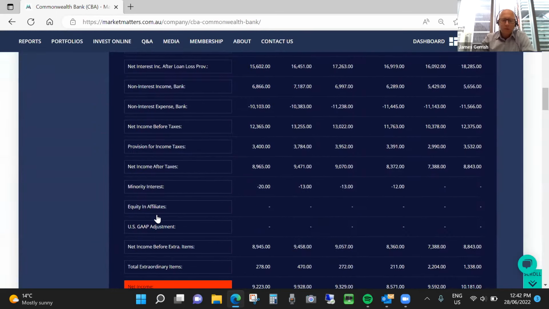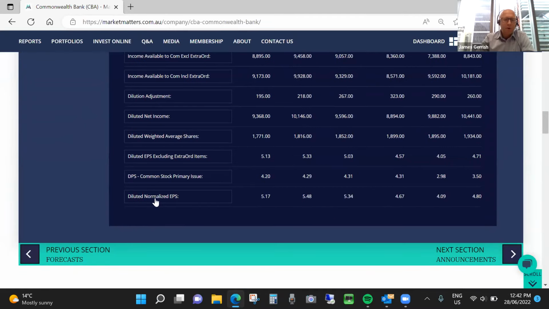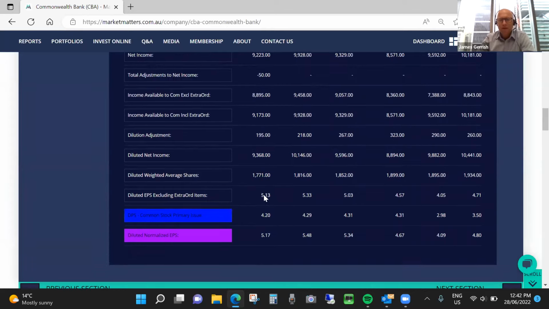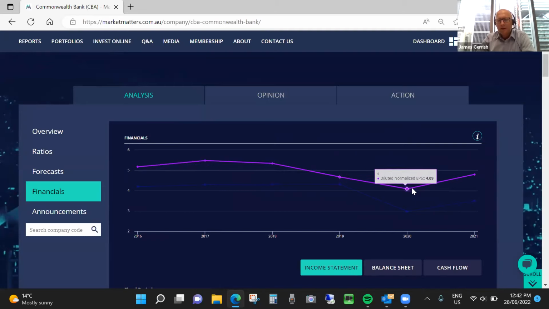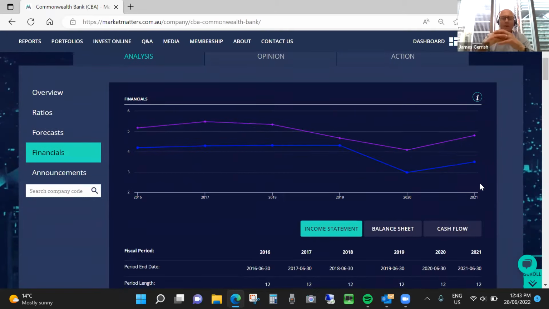But you can go and you might remove net income, and you might want to see diluted EPS. That is the earnings per share and the dividend of CBA, and see what the trends are over time. So this is the dividend for CBA, and this is the earnings per share. So it's really insightful in my view, looking at trends. So I want to be able to see the trends of a particular company.